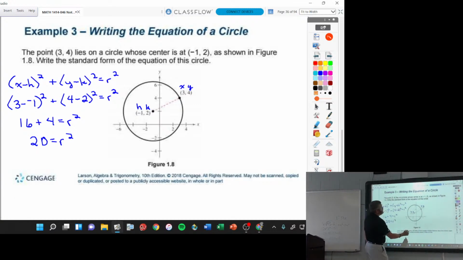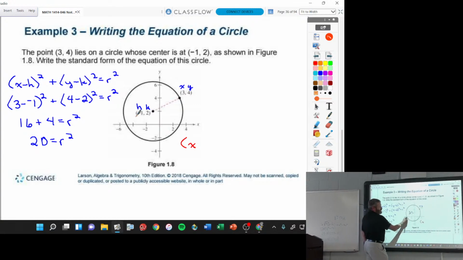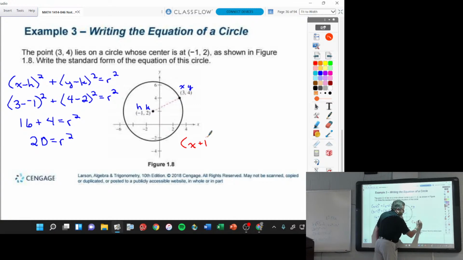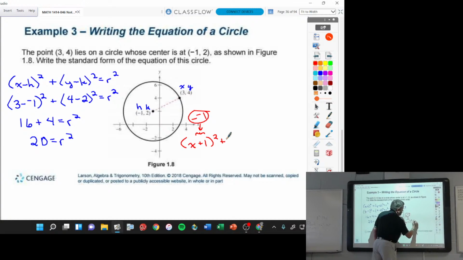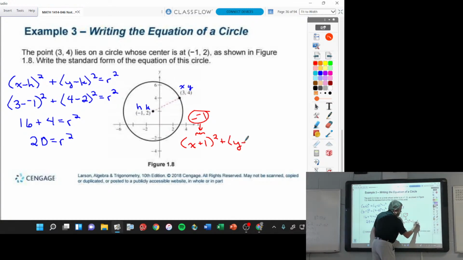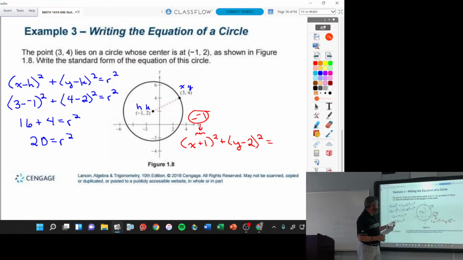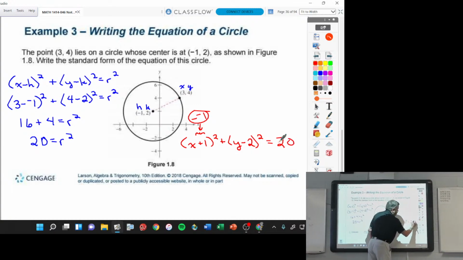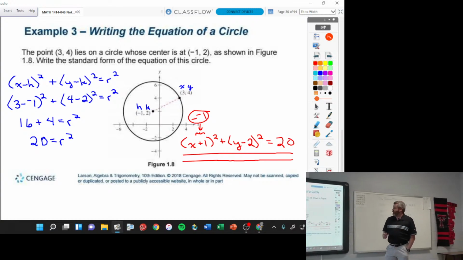The equation of the circle is x minus h. That would be minus -1, so plus 1. Again, this whole piece right here is minus -1. That goes right there, okay? So when you subtract a negative, it becomes plus. Squared plus y minus k, which is 2, squared, equals r squared, which is 20. And that is standard form for the circle given in the graph.